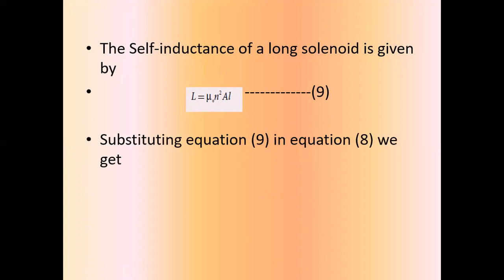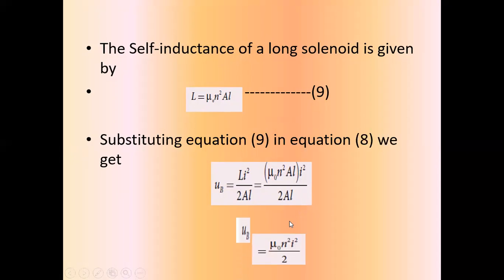Now substituting 9 in equation 8, what will I get? u B is equal to Li square by 2Al. For L, I substitute mu 0 n square Al into I square by 2Al. Al and Al cancel. So u B is equal to mu 0 n square I square by 2.